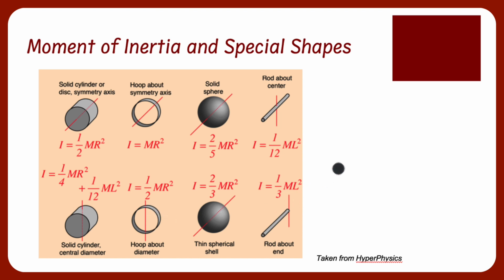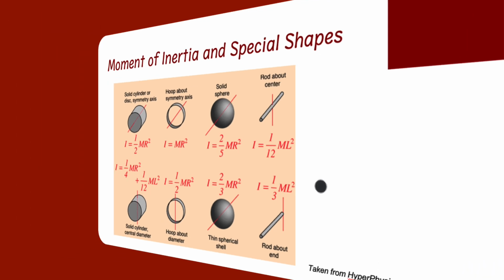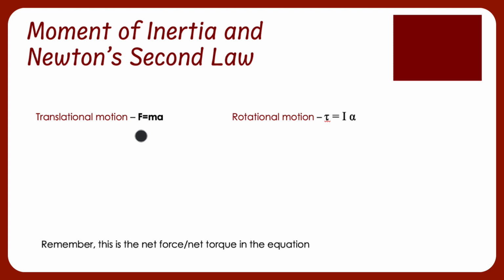Now these aren't in our data booklet, and what does that mean? It means that if we need to know one of these special shapes that have a pre-calculated moment of inertia, they're going to have to give it to us. They're not going to expect us to memorize all of these, but I do think it's important for us to recognize that there is a formula for some of these shapes. So, moment of inertia, all about mass and being distributed.